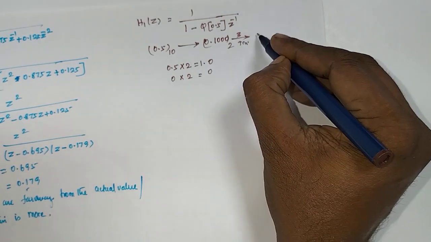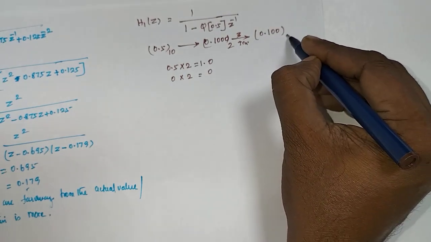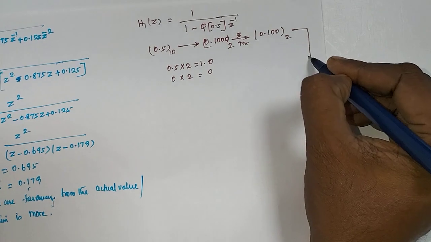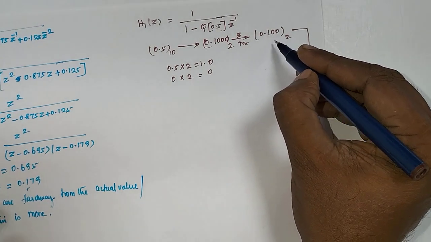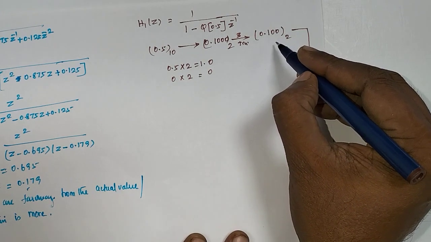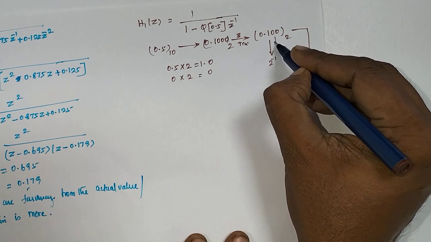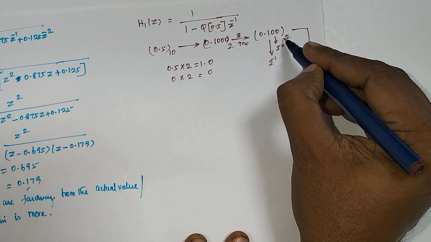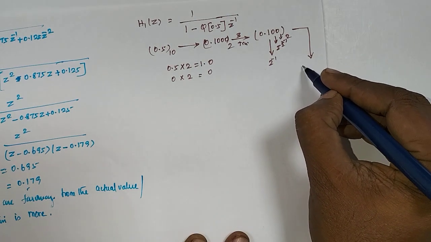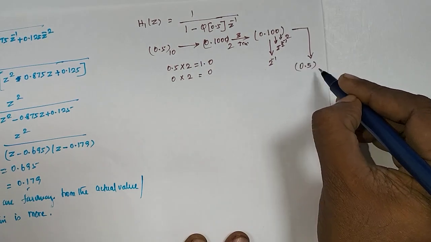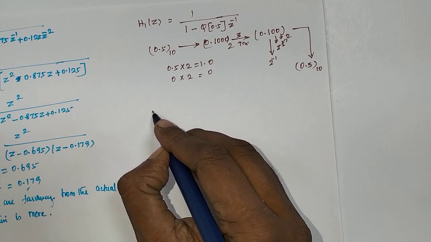So after 3-bit truncation, it is 0.100. Again convert this value into decimal, that is multiply by 2 power minus 1, 2 power minus 2 and 2 power minus 3. That is 1 into 1 by 2, 0.5 base 10. And similarly, h2 of z.